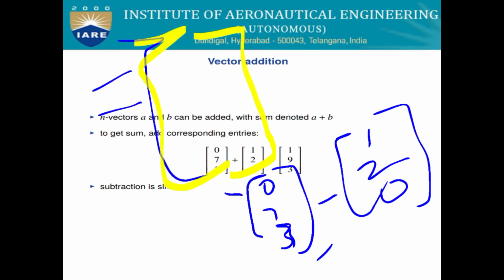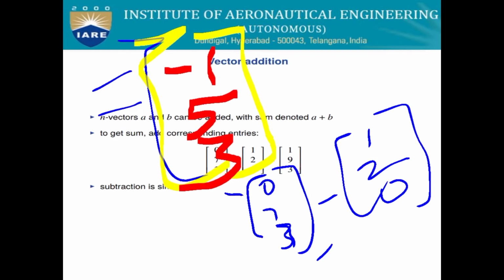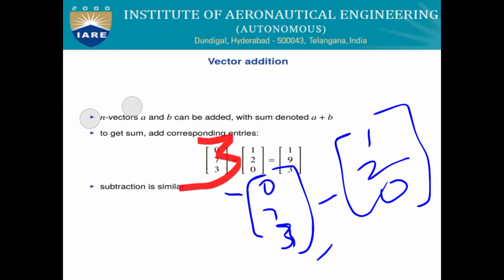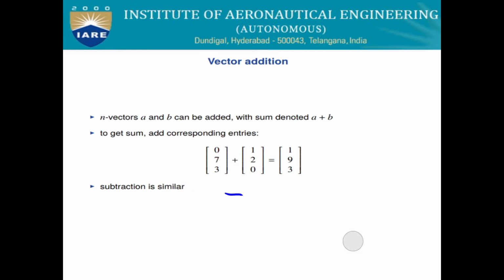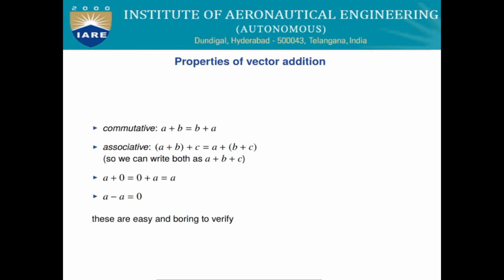Here I'm writing, see here: 0 minus 1 is minus 1, 7 minus 2 is 5, 3 minus 0 is 3 only. This is the answer. We understood. Next slide.